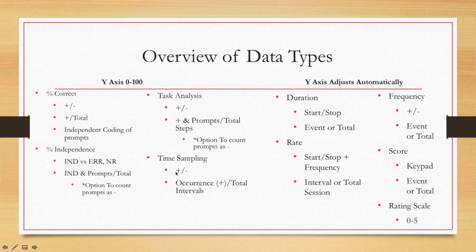Next one is time sampling. All you get is a plus or a minus. And the way that this is calculated is how many times was there an occurrence over the total amount of intervals that you were running.